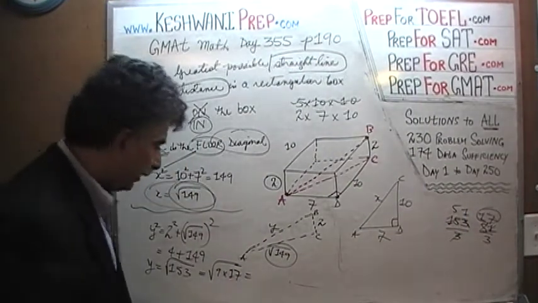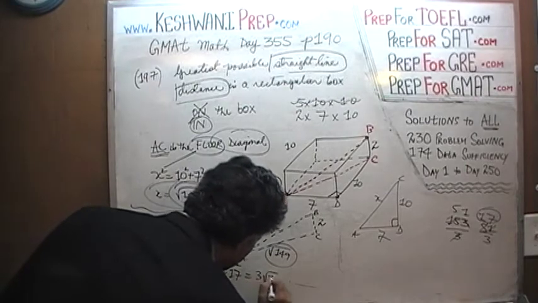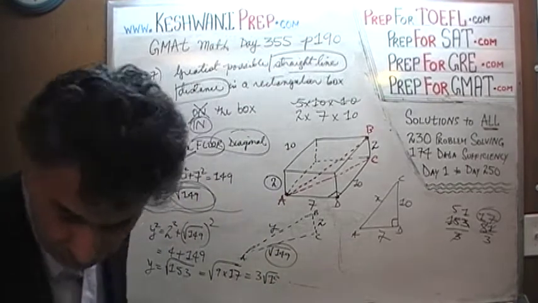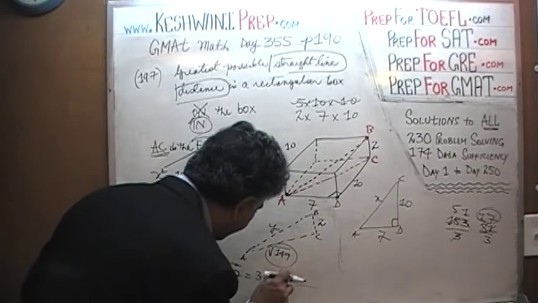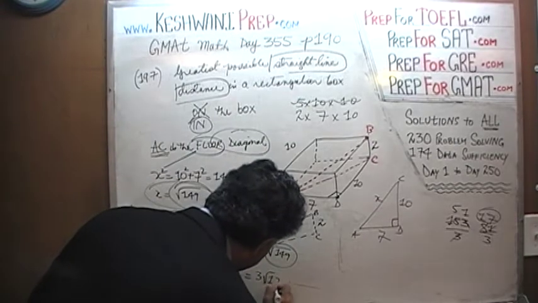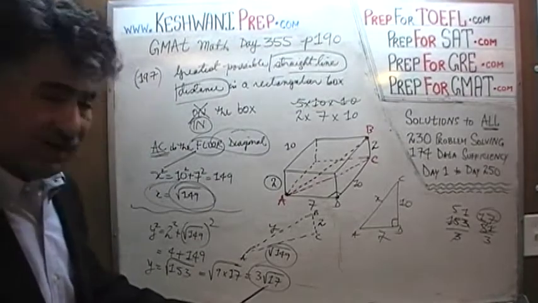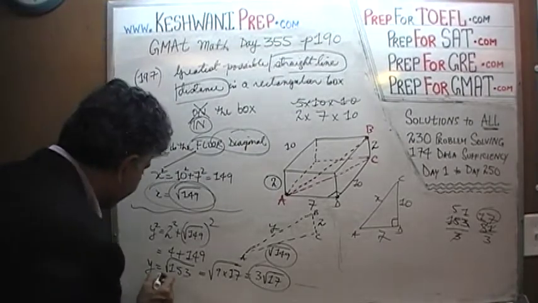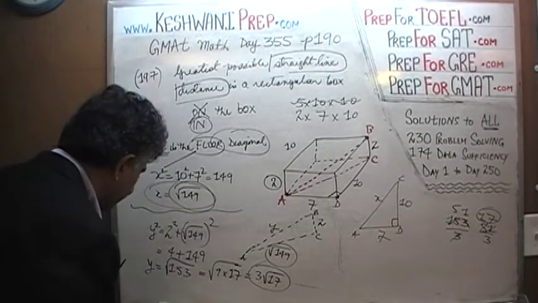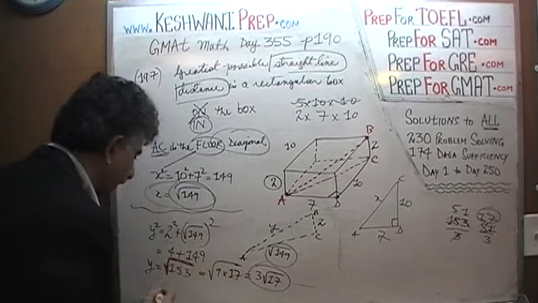which of course can be written as 3 root 17. Now the question is, did we really have to do all this work here? Why couldn't we just leave it the way it was? Why couldn't we have left it as square root of 153?